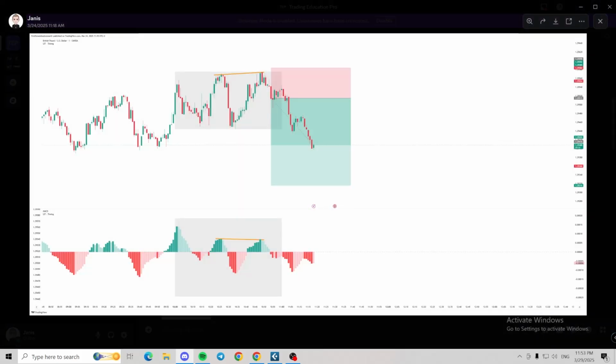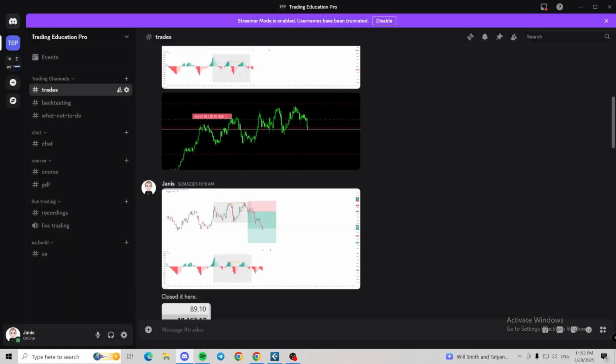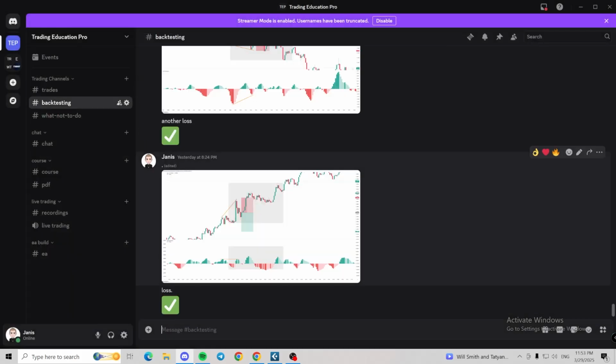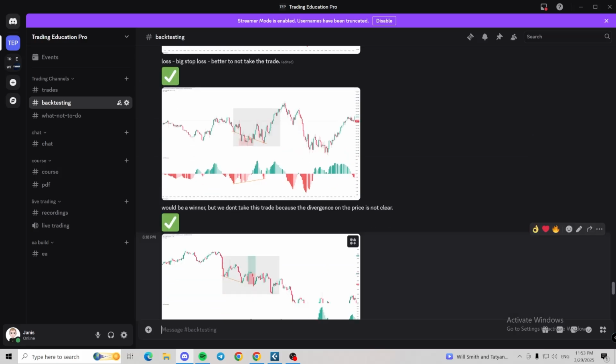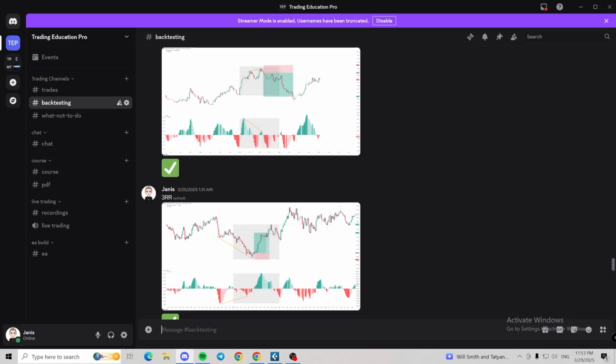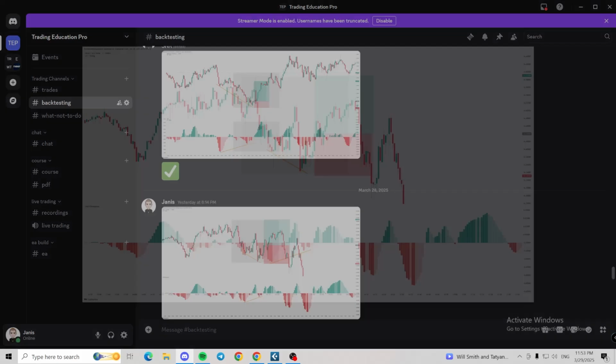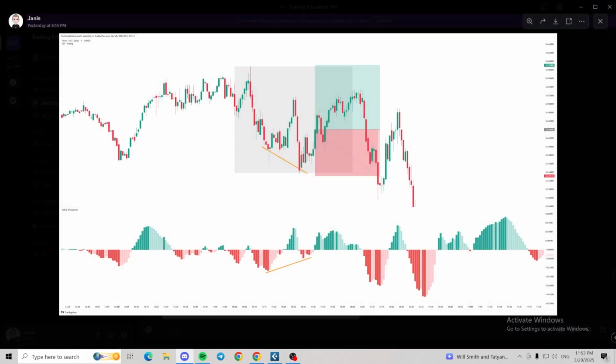So here as well, just a normal regular divergence, and we wait for a red bar to appear and then we enter. And of course there are losers as well, especially those with big stop losses. Those tend to lose more.